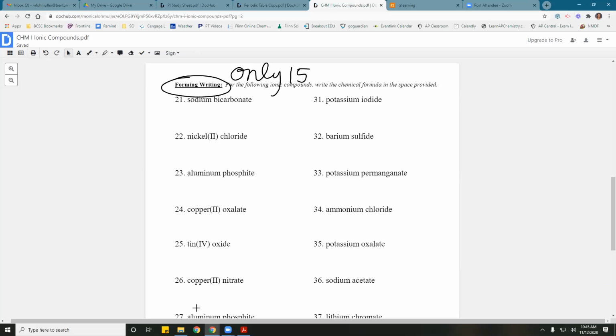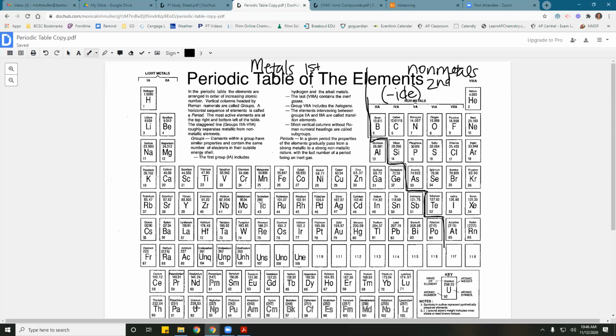So for number 31, potassium iodide, I'm going to give you a hint. This is a +1 -1. The way that we know this is you would look up what the charge is on potassium from the periodic table. Right here. And remember we wrote down +1, +2, +3, and then -3, -2, -1. So potassium is a +1 because it's in the +1 column.